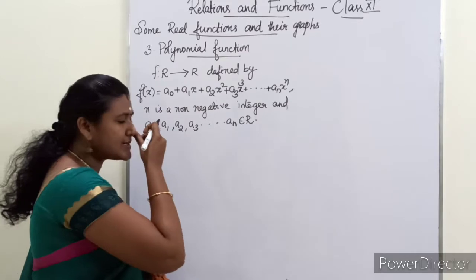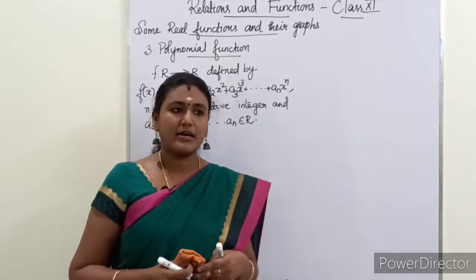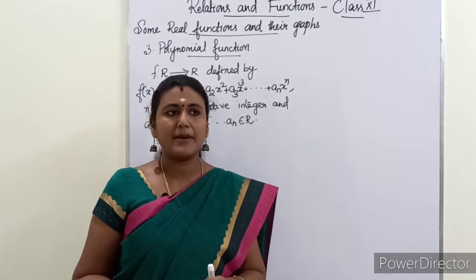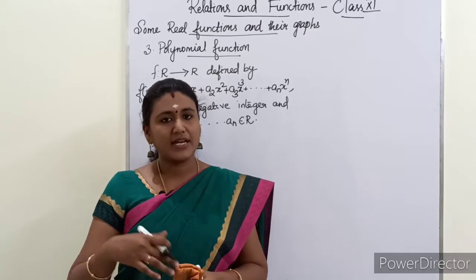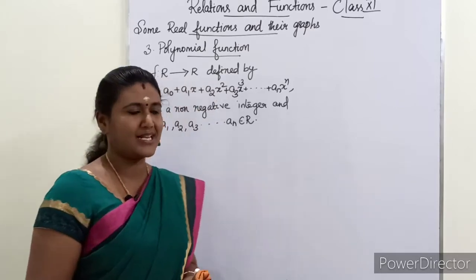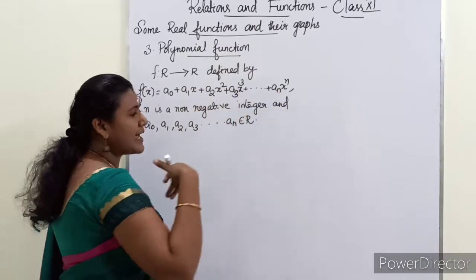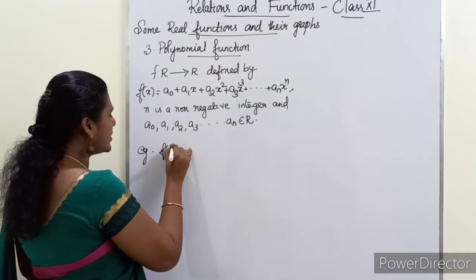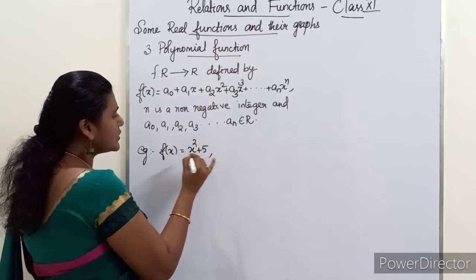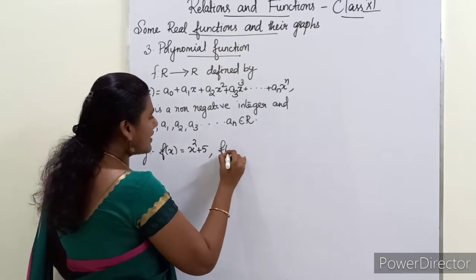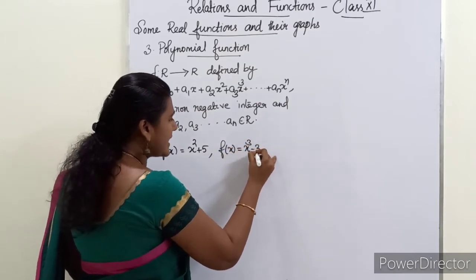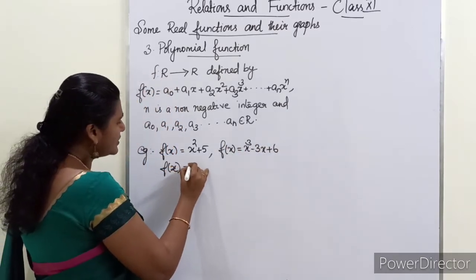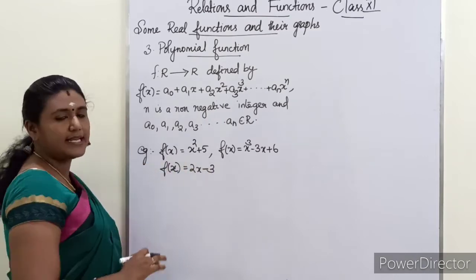So polynomial function means it can be of any degree, even a first degree polynomial, which we call a linear polynomial, or a quadratic polynomial, or if the degree is 3 a cubic polynomial. So if this is the general form, it can be any polynomial. For example, a few polynomial functions: f of x is equal to x square plus 5. This is a quadratic polynomial. F of x is equal to x cube minus 3x plus 6. This is a cubic polynomial. Or f of x is equal to 2x minus 3. This is a linear polynomial.